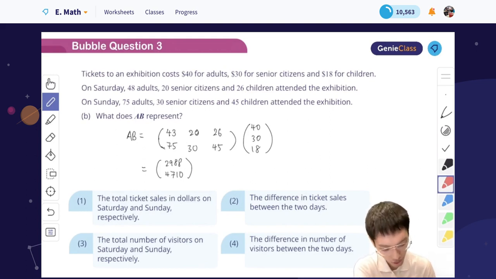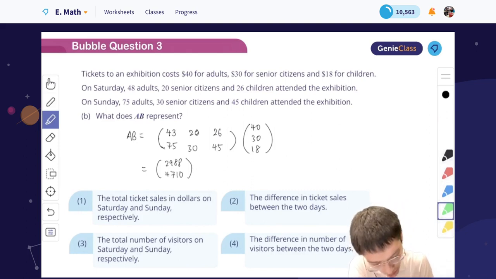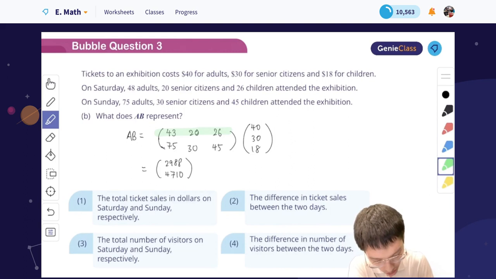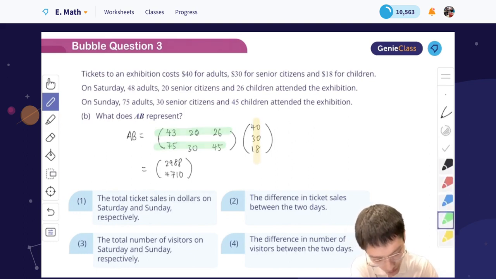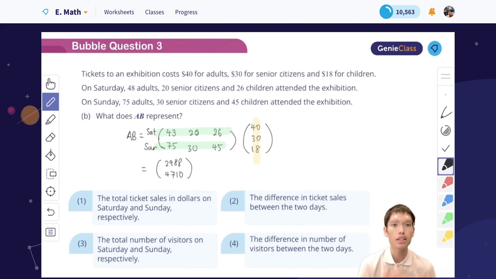So while you guys are doing it, let me just write down a hint over here. Take note: this is Saturday, this is Sunday, and this one over here is the price of the tickets. So number of visitors on Saturday, number of visitors on Sunday, and the price of the tickets are shown. So what will we have?